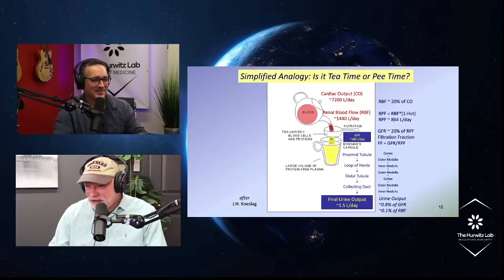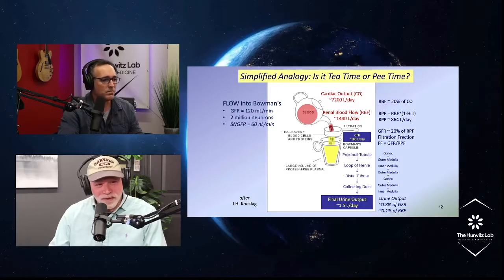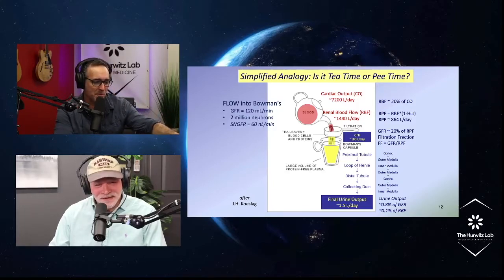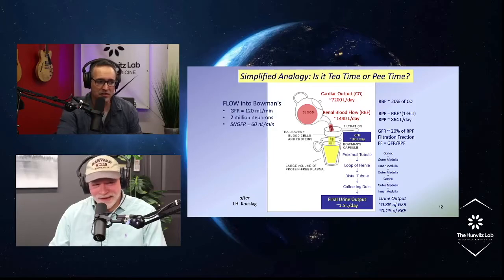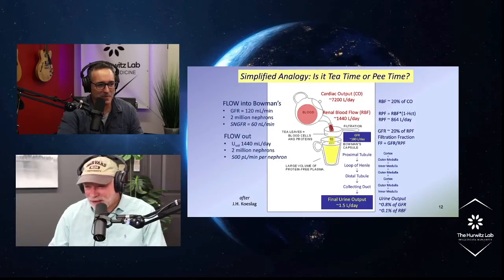So anyway, to finish out the slide, just to give you some numbers, there's the numbers of the flow in Bowman's, and Craig, you can probably read it better than me. What does it say there? You've got a GFR of 120 mLs per minute with 2 million nephrons, and then you get a single nephron GFR of 60 nanoliters per minute. And measurements show that that's pretty darn close. Okay. And then there's the flows. I can't read those either.